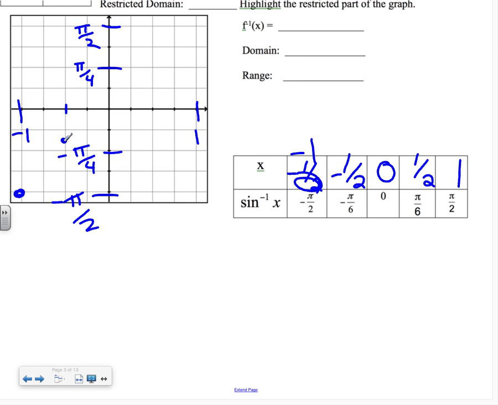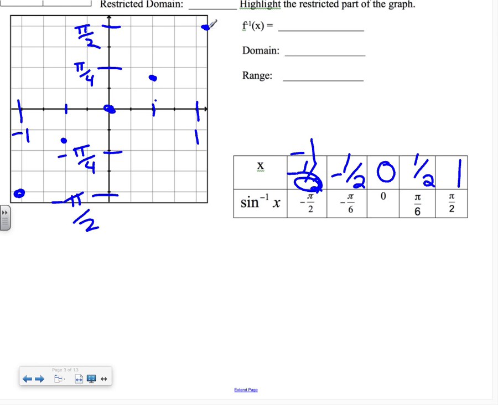Okay, and 0 is 0. Okay, let's see. Yeah, 1/2. Pi over 6 is 1/2. So this is 1/2. Again, pi over 6 is not quite as high as pi over 4, so probably there. And pi over 2 is 1. All right.